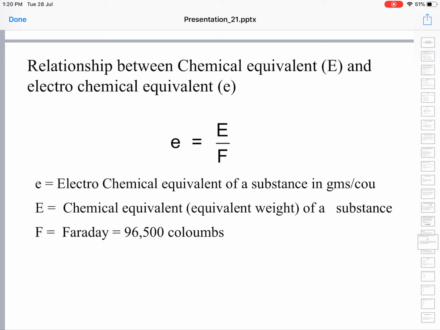Relationship between chemical equivalent and electrochemical equivalent: electrochemical equivalent is equal to chemical equivalent divided by Faraday. We make use of this relationship in solving chemical problems.